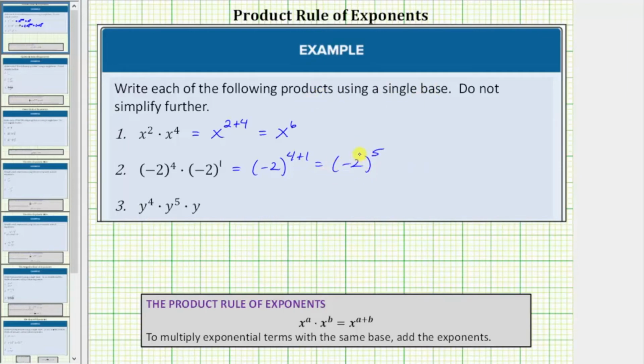And now for the last example, we have y to the fourth times y to the fifth times y. Because we have one factor of y here, we can write y as y raised to the first power. Because we are multiplying and the bases are the same, to find this product, we add the exponents. Y to the fourth times y to the fifth times y to the first is equal to y raised to the power of 4 plus 5 plus 1, which equals y raised to the power of 10.